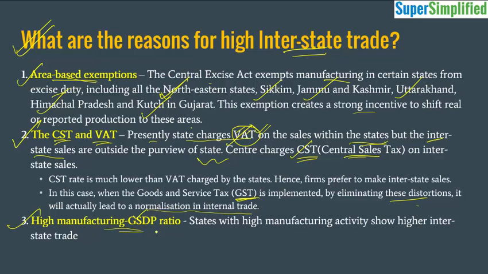Another reason is high manufacturing to GSDP ratio, gross state domestic product. So the states which are having high manufacturing activity, they sell this produce to the other states. That is why we see high interstate trade patterns. So these states import a lot of raw material from other states and they sell the final product to the consumer in other states, right? So that is why there is a high inflow and outflow of goods, which leads to high interstate trade.